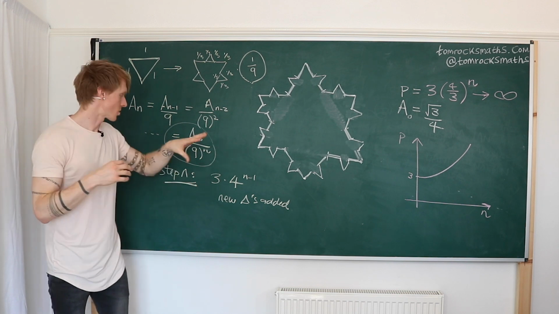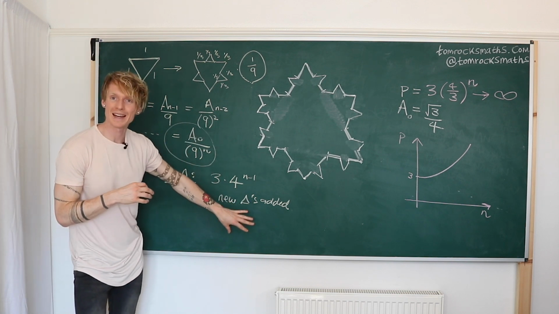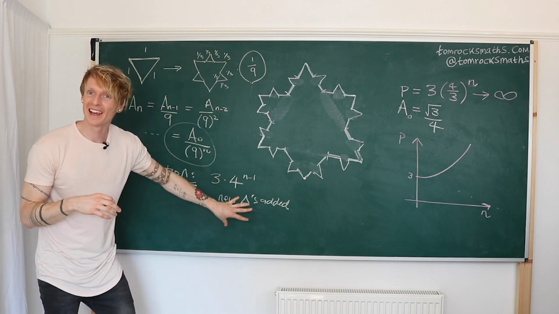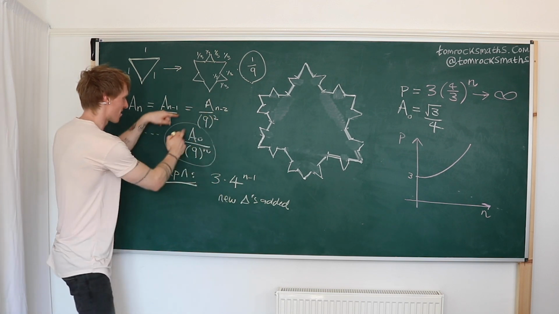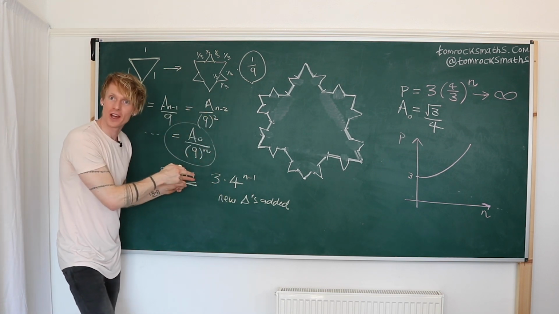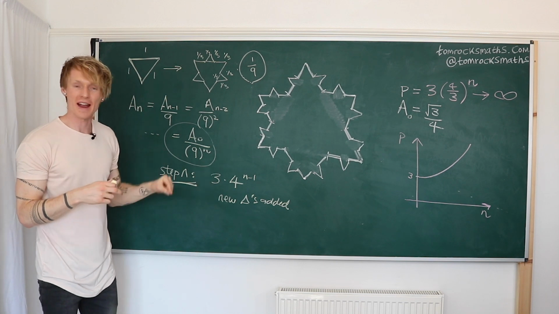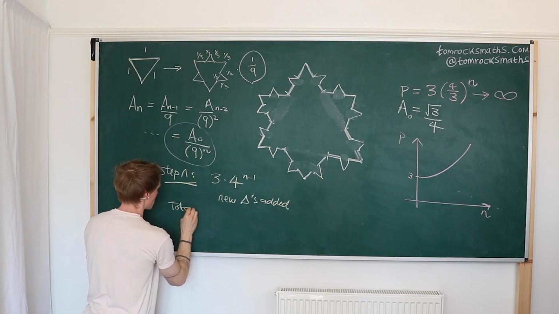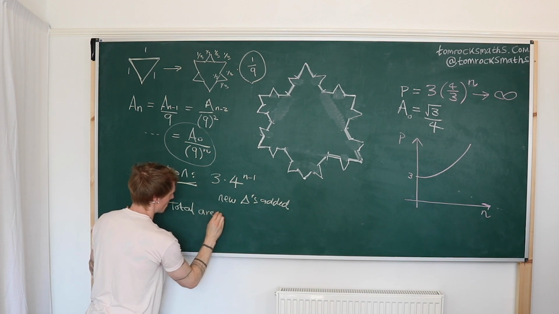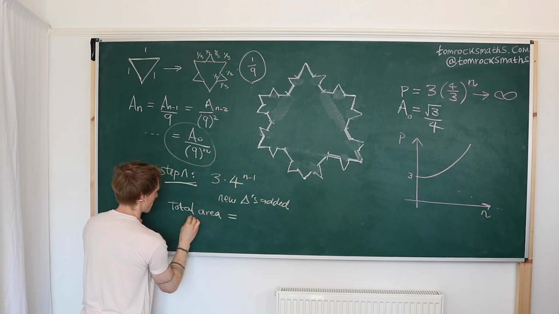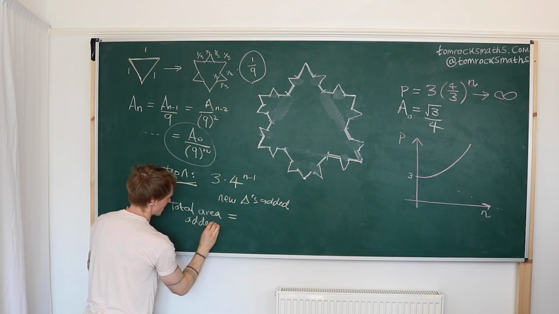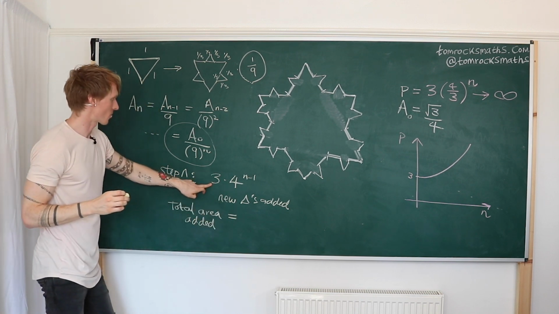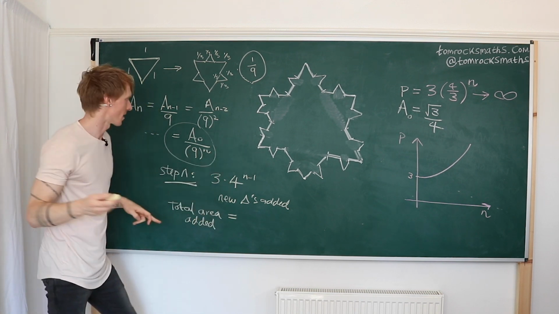So now we know the total number of triangles added at step n and the area of each of those triangles, so the total amount of area added at step n is just equal to the two numbers multiplied together. So the total area added must be equal to 3 times 4 to the n minus 1.